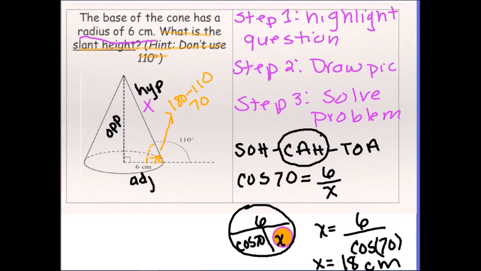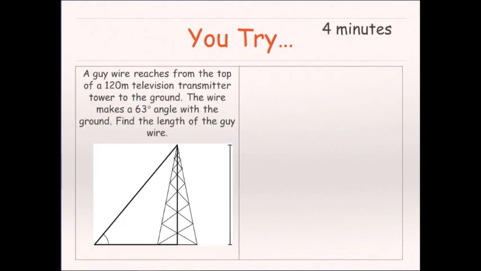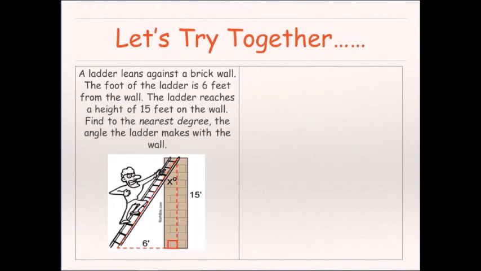And we did it. All right, so your turn to go ahead and knock out the next couple of ones. Let's go ahead and try this one next. It says, a ladder leans against a brick wall. The foot of the ladder is 6 feet from the wall. The ladder reaches a height of 15 feet on the wall. Find to the nearest degree the angle the ladder makes with the wall.